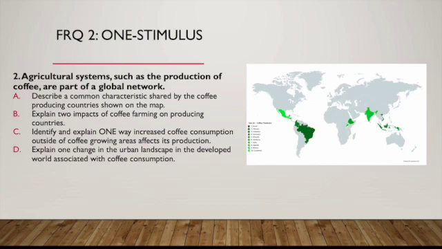So number 2 says, agricultural systems such as the production of coffee are part of a global network. A. Describe a common characteristic shared by the coffee producing countries shown on the map. B. Explain 2 impacts of coffee farming on producing countries. C. Identify and explain one way increased coffee consumption outside of coffee growing areas affects its production. D. Explain one change in the urban landscape in the developed world associated with coffee consumption.